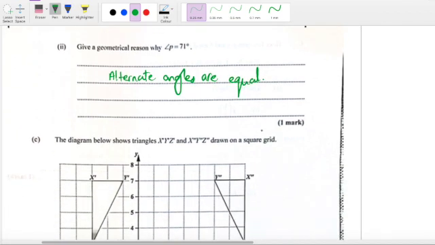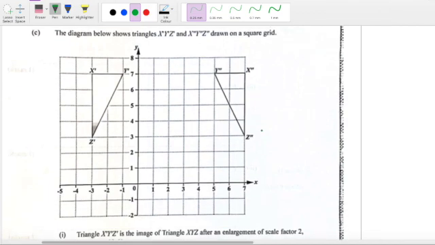I hope you have better handwriting than me.